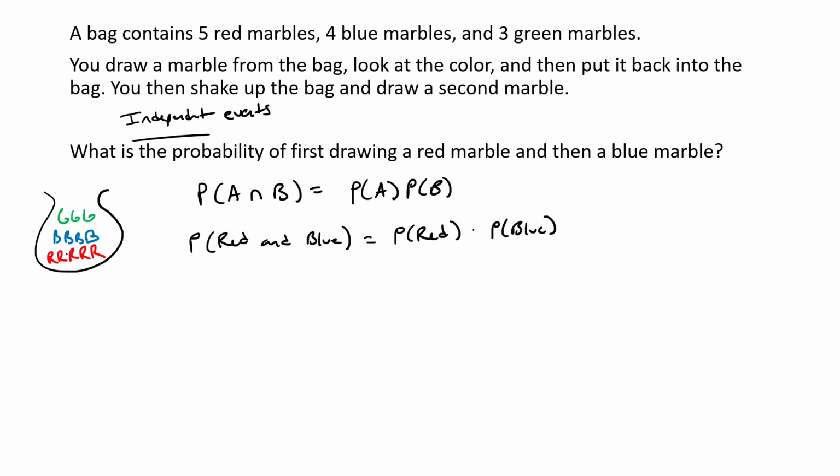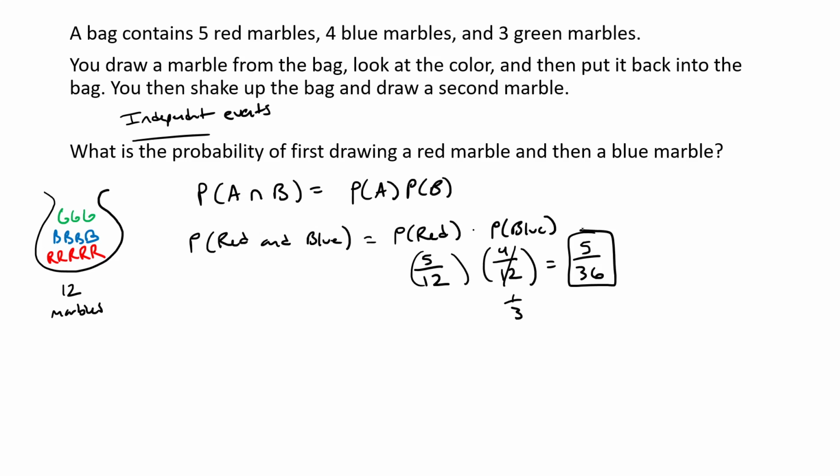So looking at our bag, 5 plus 4 is 9 plus 3 is 12, so there are 12 marbles total. And so the probability of drawing a red marble is 5/12, and the probability of drawing a blue marble is 4/12. We could reduce this to 1/3, and that gives us 5/36. This is, quote unquote, easier because the events are independent.